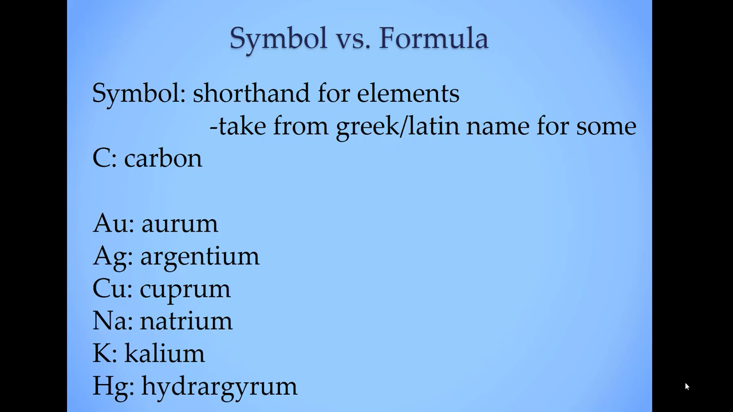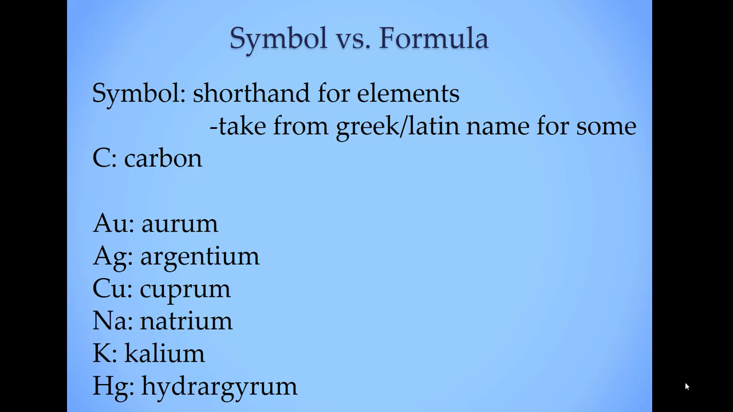Symbols and formulas. A symbol is a shorthand for elements. So instead of writing out the whole element name, you can just write the symbol of the element, which is a capital letter, or if there's two letters, the first letter will be capitalized and the second one will be in lowercase. And they take the symbol from the name of the element. So for example, C is for carbon.